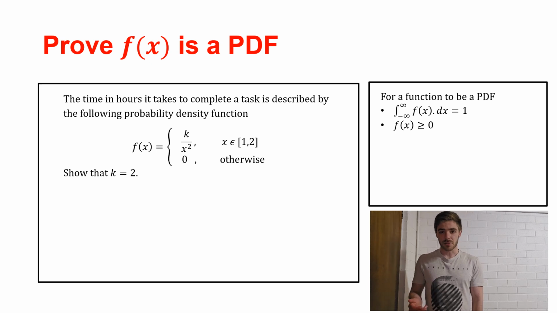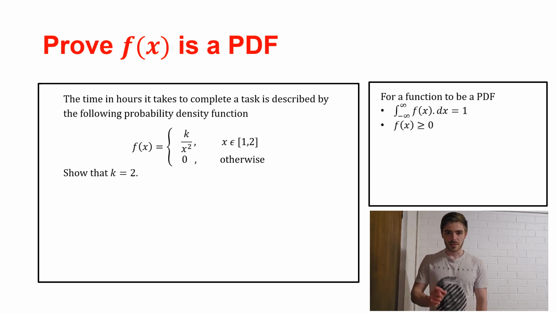This is a slight variant on the previous question. This time, we're given an unknown in our equation, and we're told to solve for a value of that variable such that the function becomes a PDF. And to do this, we're just going to refer to the two criteria from before yet again.